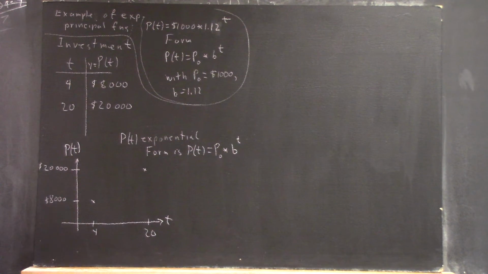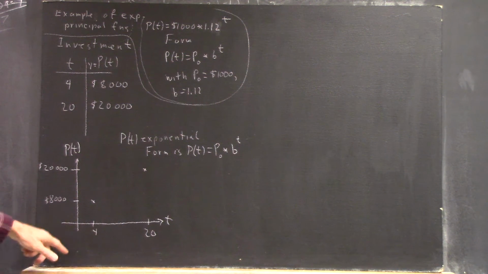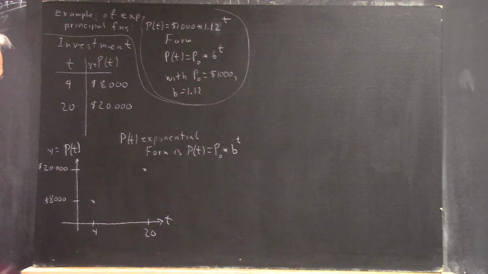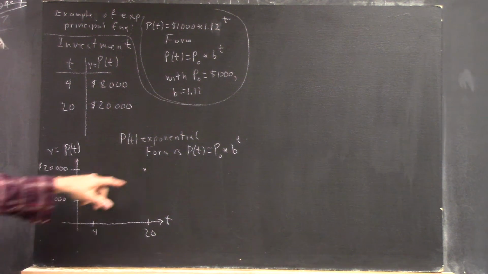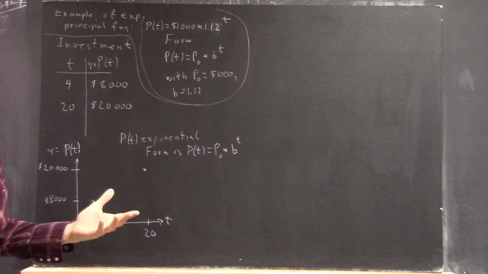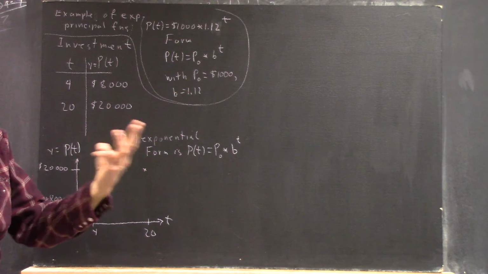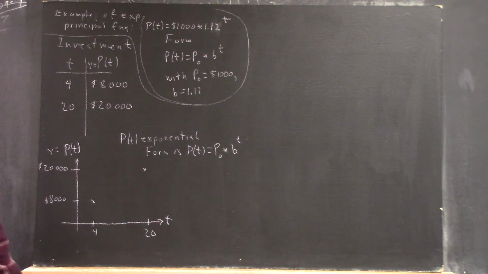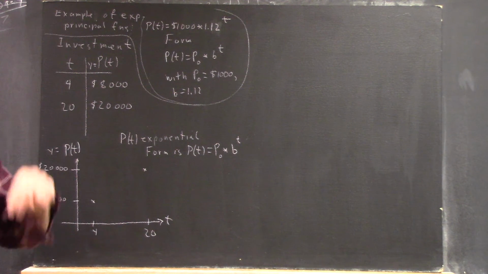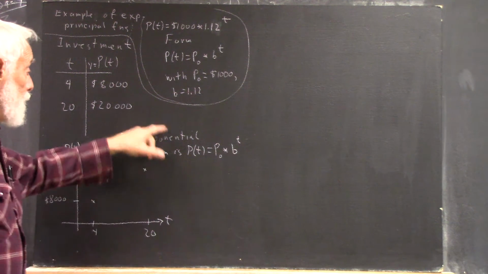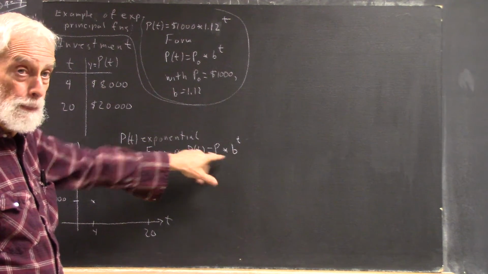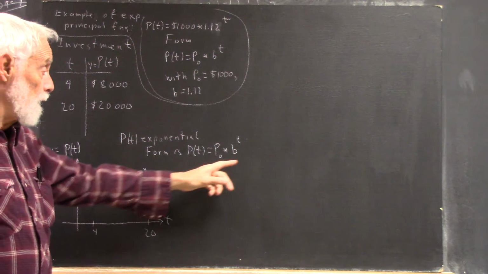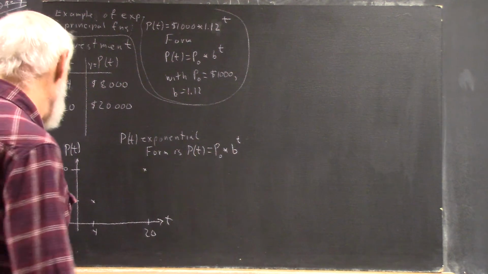Okay? So we draw a graph. We've got P of t here, and we'll call that y equals P of t, and we have t here. We graph the 2 points in our graph. Now you know if you have 3 points, you can do a quadratic model, right? Well, we're going to do the same thing with 2 points with an exponential model. We only need 2 points for an exponential model. So here's the form of an exponential: P of t equals P naught times b to the t. Once you know P naught and b, you've got it. And it's easy to solve.